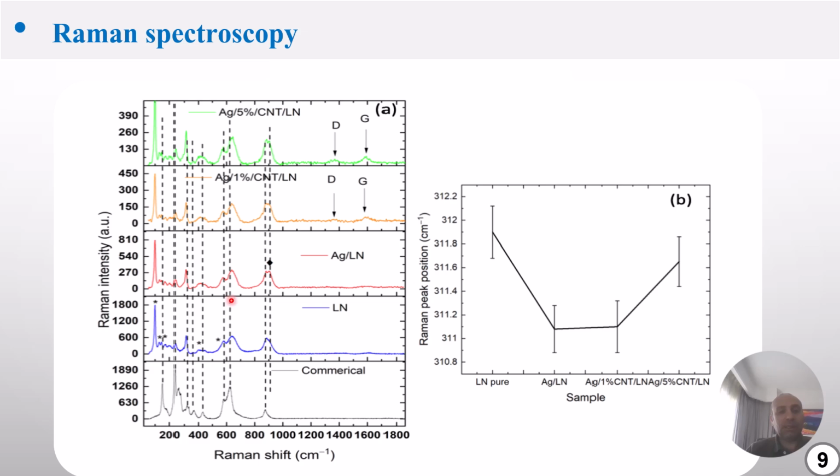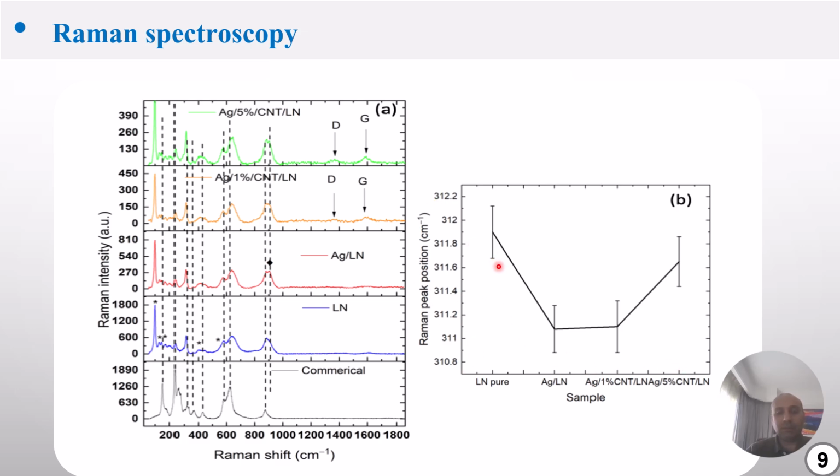If, for example, we see the dashed line here, it shows the LN phonon modes related to the LN phase. We can also see other modes, for example LiNb3O8, which is marked with a rhombus. We can also see the presence of the D and G bands, which confirm the presence of carbon nanotubes. And the star confirms the presence of another phase, Li3NbO4.